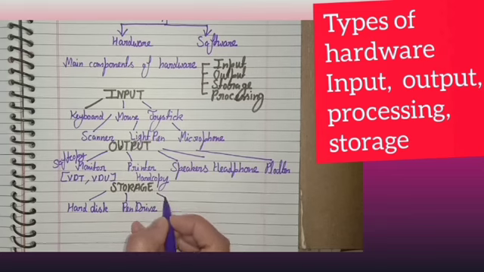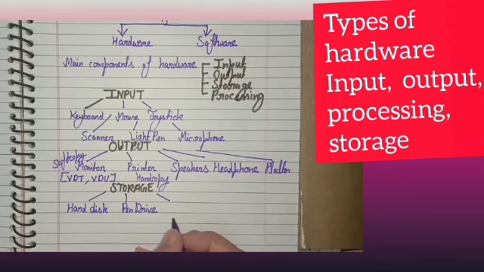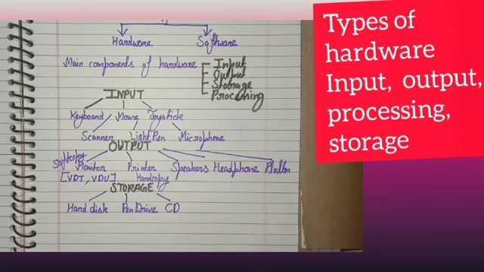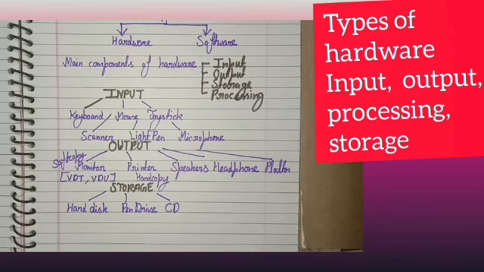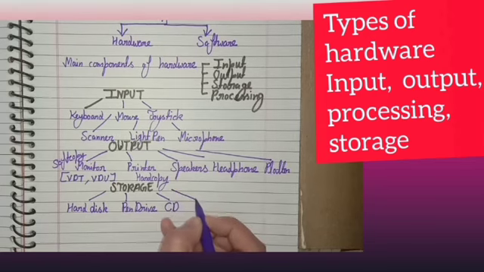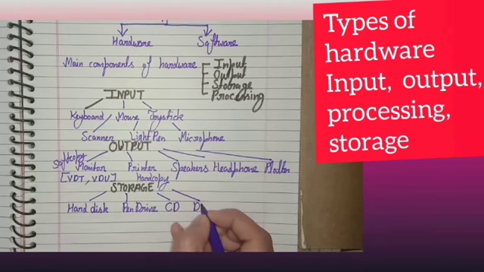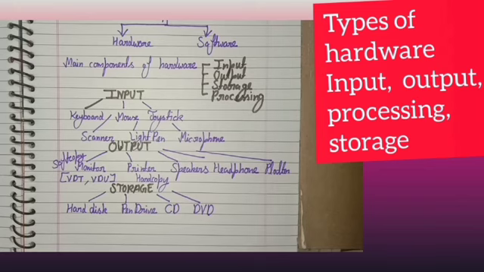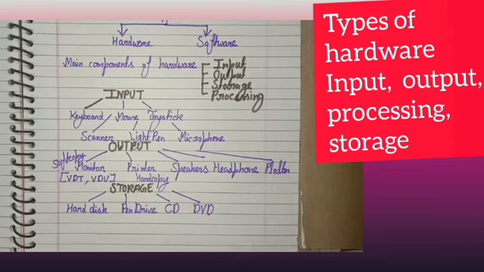And then there are some optical discs. In optical discs we are getting CD. It stands for compact disc. It is circular in shape and is used to store data from a computer. It can store 700 MB of data. Then we can get DVD. DVD stands for digital versatile disc, and it is also circular in shape, and a DVD can store 4.7 GB to 17 GB of data.